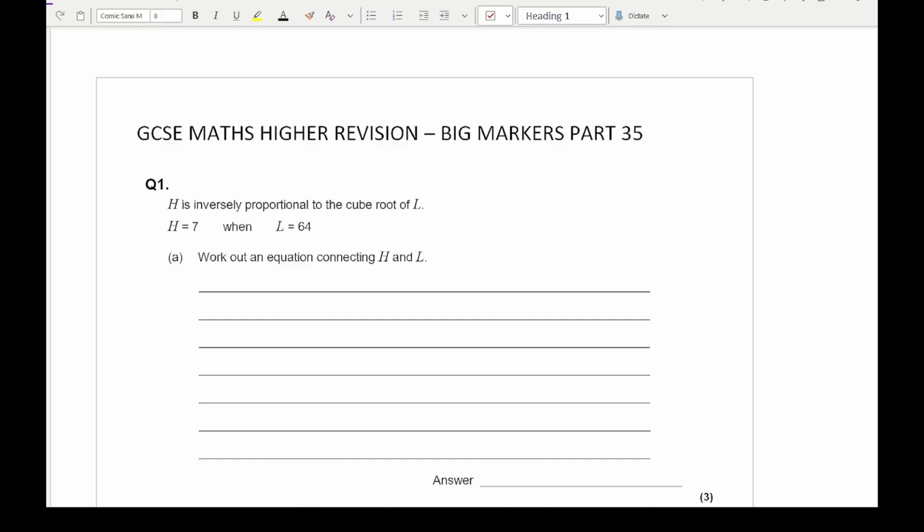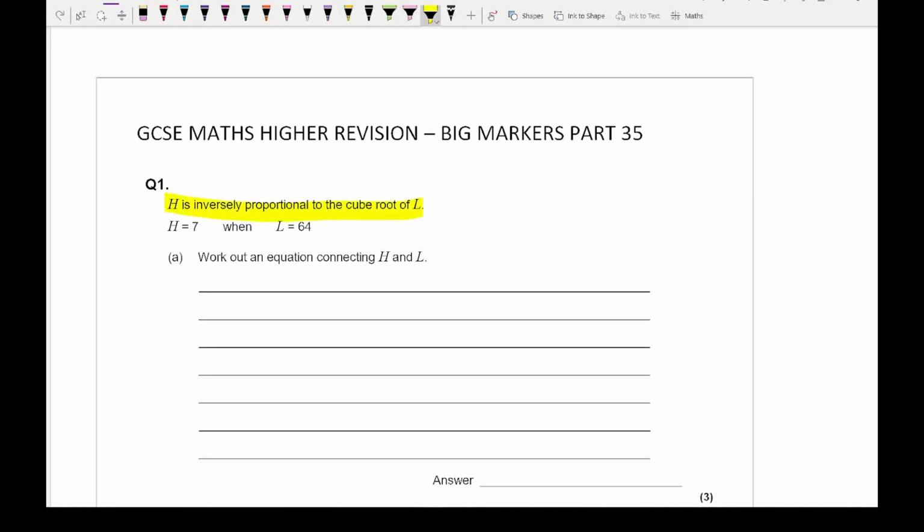So question 1 reads, h is inversely proportional to the cube root of L. h equals 7 when L equals 64. And the question is asking us to work out the equation connecting h and L. So the first thing we need to do here with this inverse proportion question is to convert this statement using mathematical notation. So here we've got that h is inversely proportional to the cube root of L.